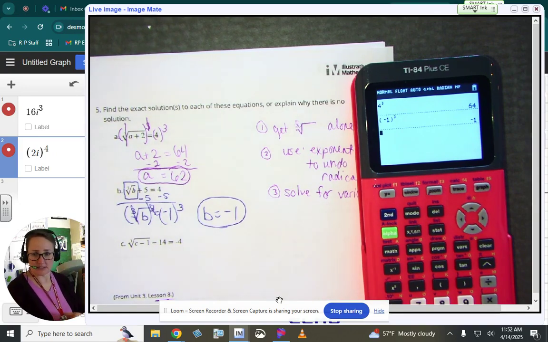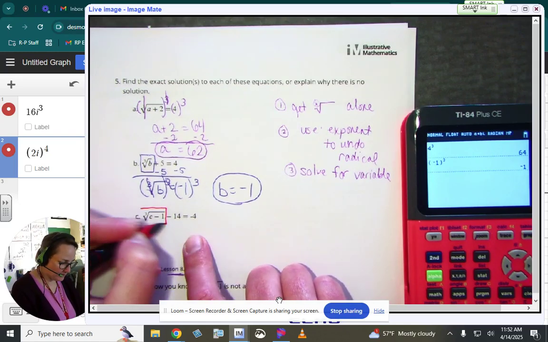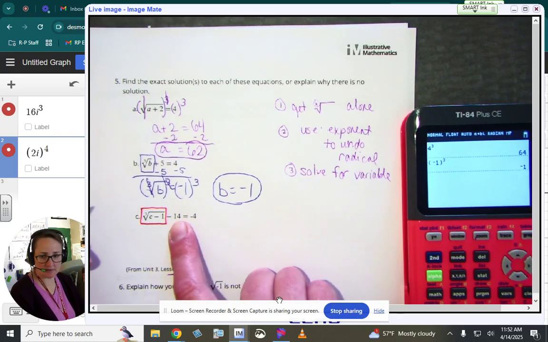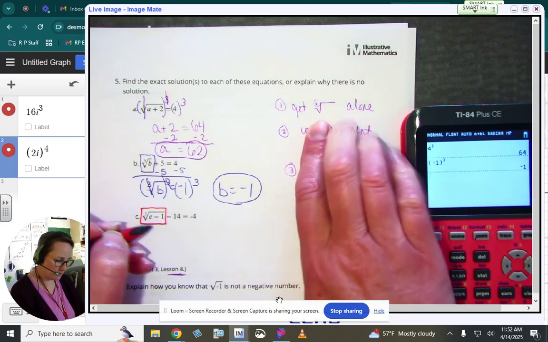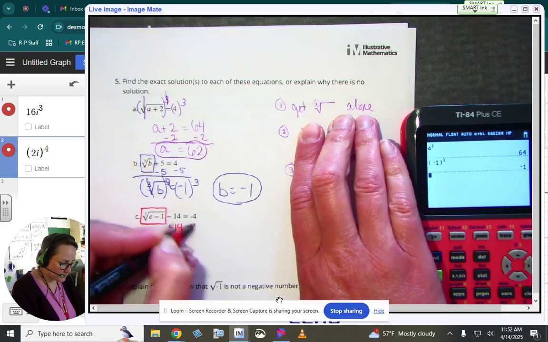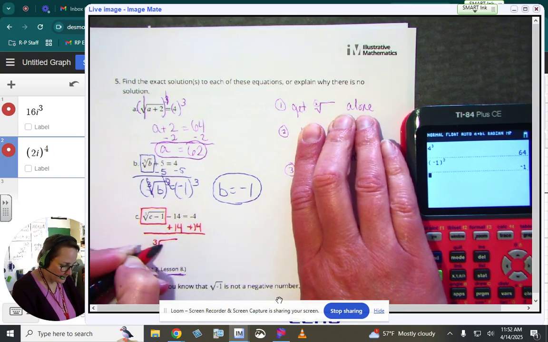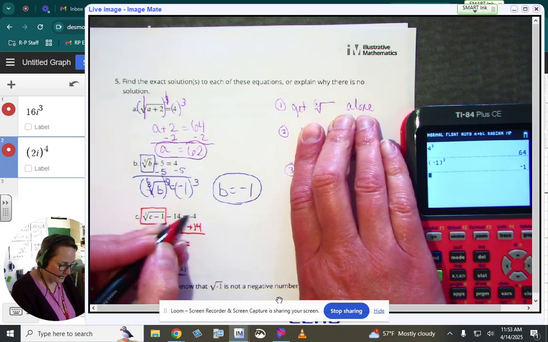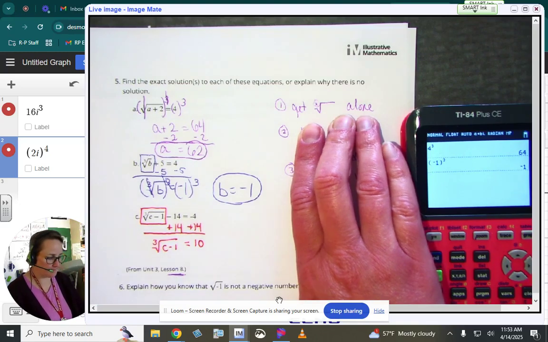And last but not least, part C. Same thing, box in that radical. We're going to deal with everything else first and then deal with the radical. Okay, so we need to get the radical alone. In this case, I need to do the opposite of subtracting 14, so I need to add 14. Let's see, negative 4 plus 14 is a positive 10.